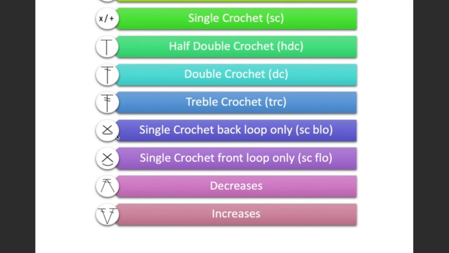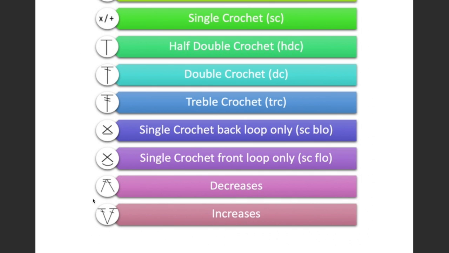Something I want to point out here is how to indicate back loop only or front loop only. That is done by this part on the bottom here. So back loop only would be a straight line, and front loop only would be this little U. And this can be used with any of the stitches indicated above. So you can have a T here with a straight line or a U under it, and that would mean it's a half double crochet in the back loop or the front loop only. So the indicators of that, as I mentioned before, is just a straight line or the U line.